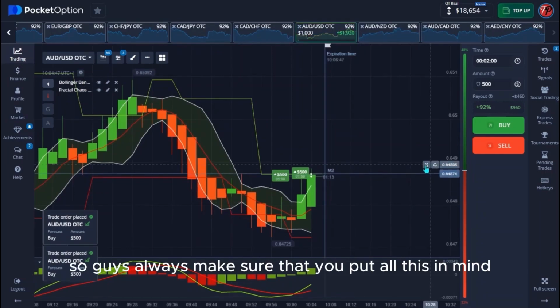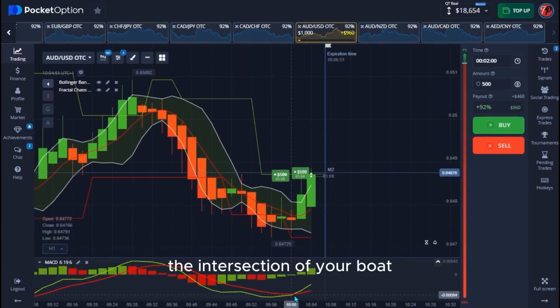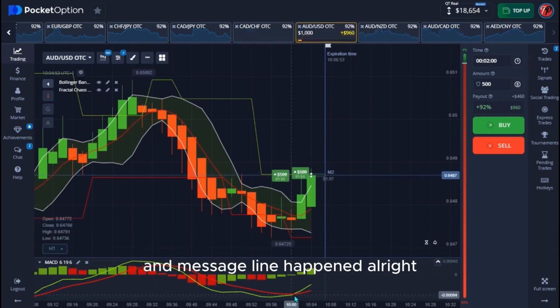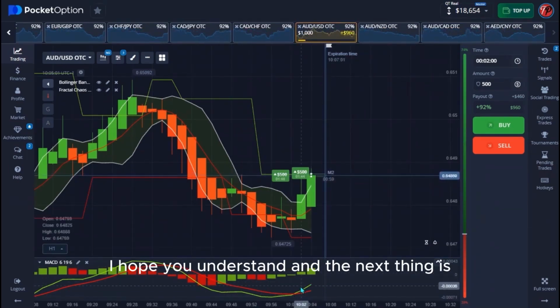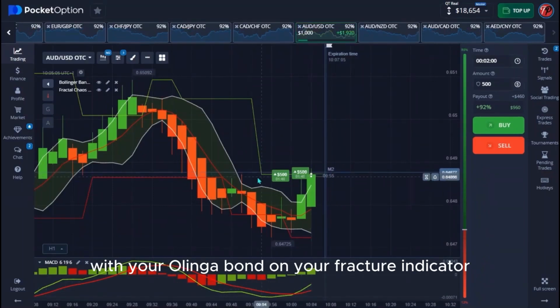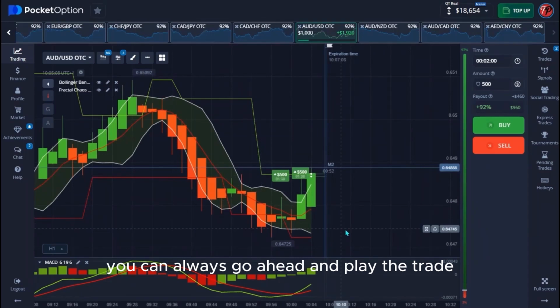So guys, always make sure that you put all this in mind. The number one thing is to always make sure that the intersection of both your MACD lines happened. All right, and make sure that they happen below the signal bar here. I hope you understand. And the next thing is your Bollinger Band and your fractal indicator. So when that happens, you can always go ahead and place a trade.